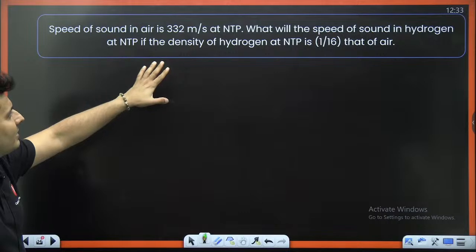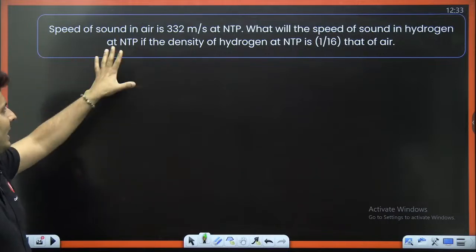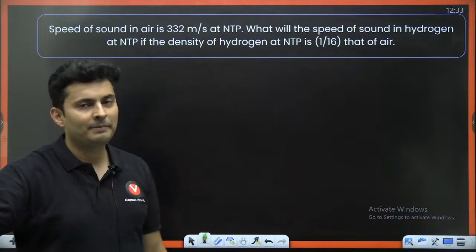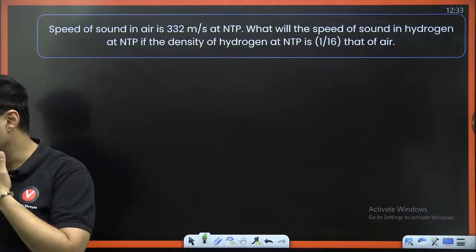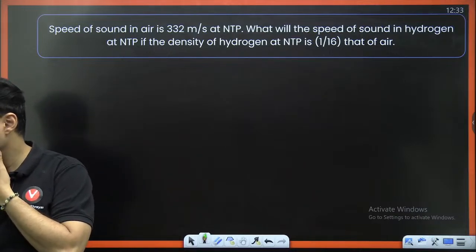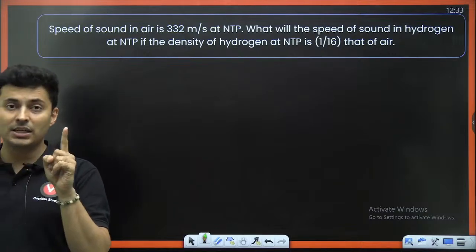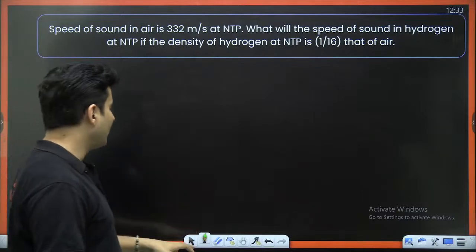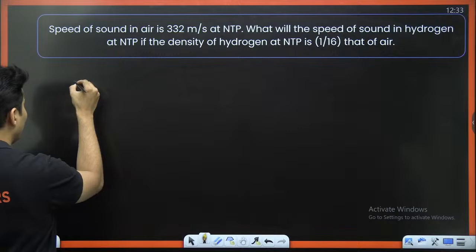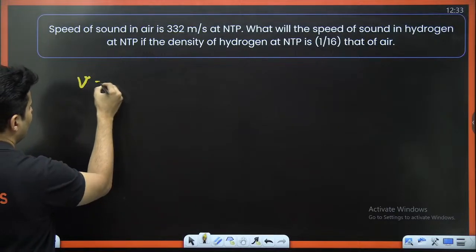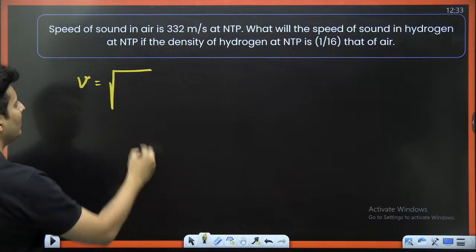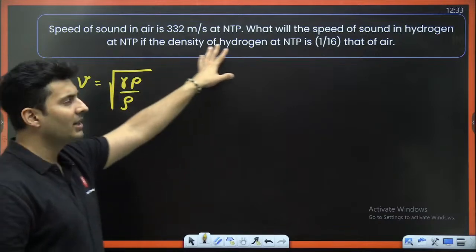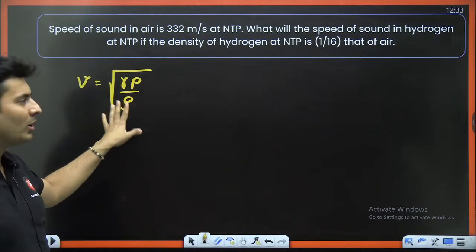The speed of sound in air is this much. What is the speed of sound in hydrogen at NTP if the density of hydrogen at NTP is 1/16th that of air? So, which is the formula that we are going to use? Is there a formula which will help us in this problem? It is clearly mentioned, it is NTP. That means pressure is going to be the same, the quality of the gas is different. So why not use this? V is equal to root of gamma P by rho, and because density is mentioned, I think let's keep density also in the formula.